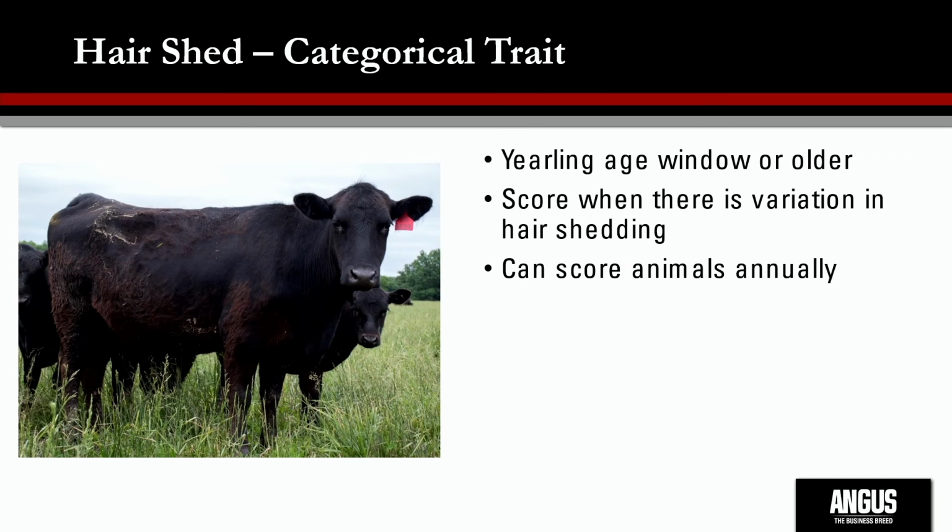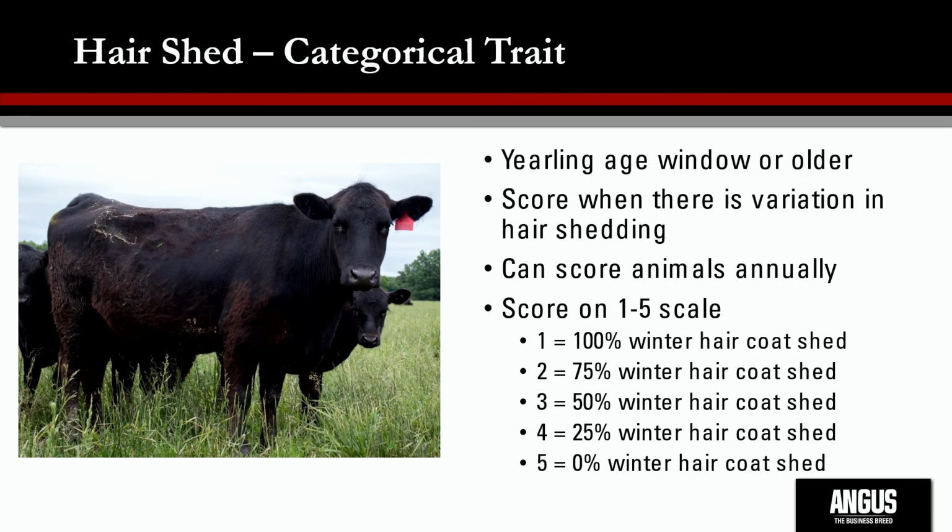Let's take a look at one more example quick. If we look at hair shed, again another categorical trait. This particular trait is scored at the yearling age window or older, and it's scored whenever there's variation in shedding in the herd. Each animal can be scored on an annual basis. But again, we're scoring on a scale. So it's a 1 to 5 scale, 1 representing 100% of that winter hair coat has been shed out, all the way down to a 5 where all of the winter hair coat is still remaining.